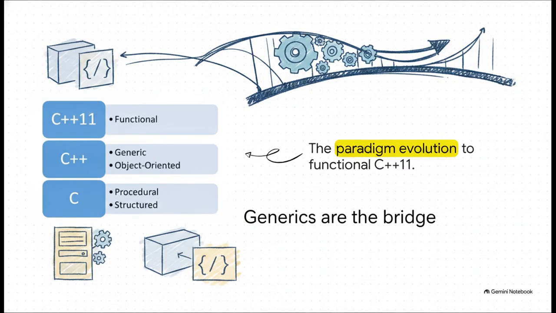So far, we've only dealt with specific data types, but what if we want to write code that works universally? Well, to understand how we solve this, we kind of have to look at the paradigm shift across programming history. We moved from procedural C to object-oriented C++, which, by the way, introduced the absolute magic of generic programming. Later on, C++11 pushed us even further into functional paradigms. But generics, they are the bridge that completely changed how we write reusable code.